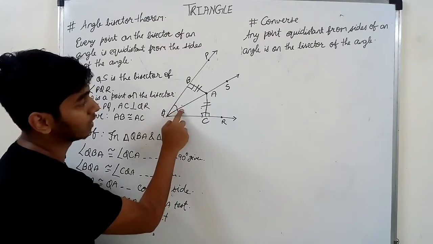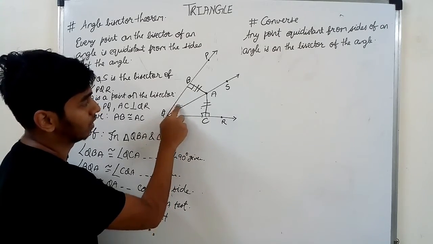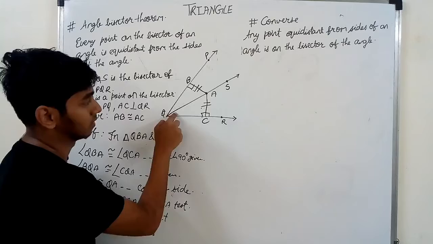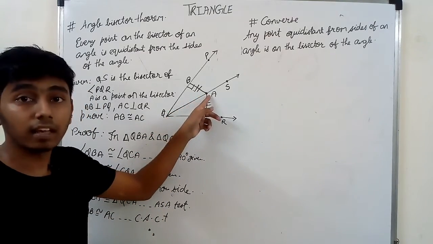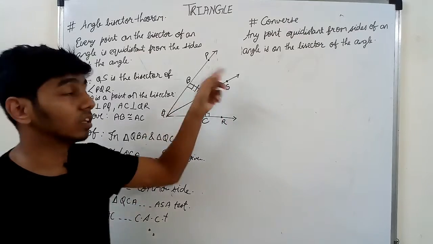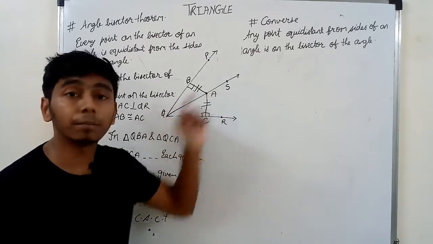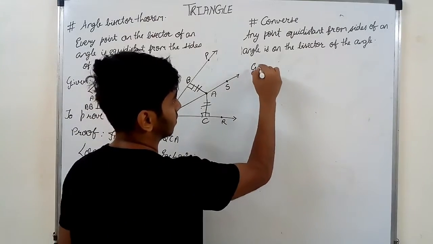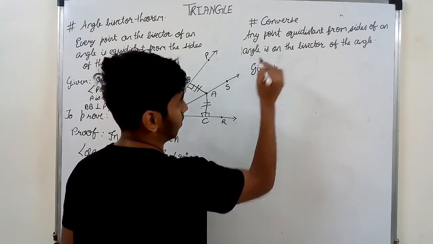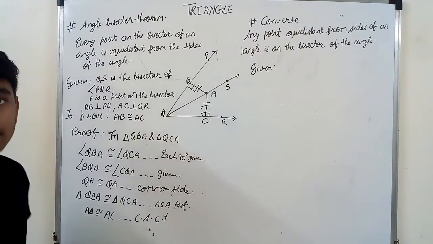So we do not know whether this is a bisector or not. We have to prove that this is a bisector. So here we have to prove that A, this point A, is on the angle bisector. So what is given here to us? So I hope you have understood what this says.